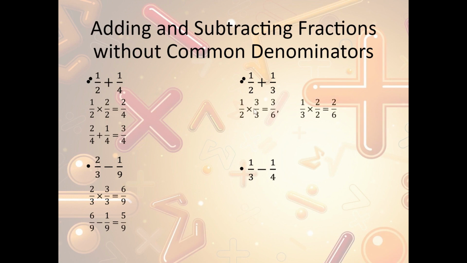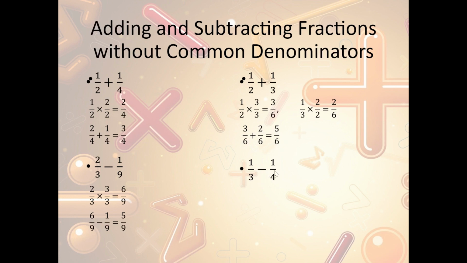So I multiply 1 half times 3 over 3, which is 3 over 6. And I multiply 1 over 3 times 2 over 2, which is 2 over 6. Now I can go ahead and add those together. So I have 3 over 6 plus 2 over 6. So I'm going to add the numerators. 3 plus 2 is 5. And the denominator stays the same, so it stays as 6.